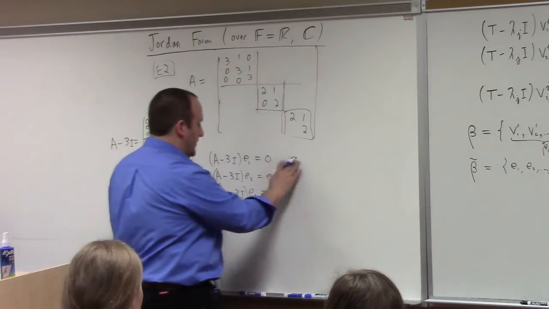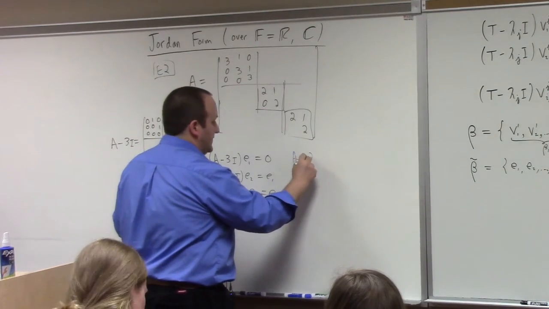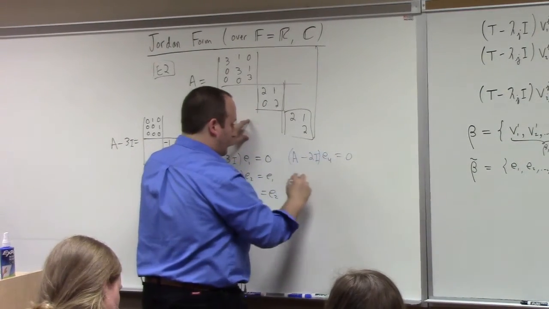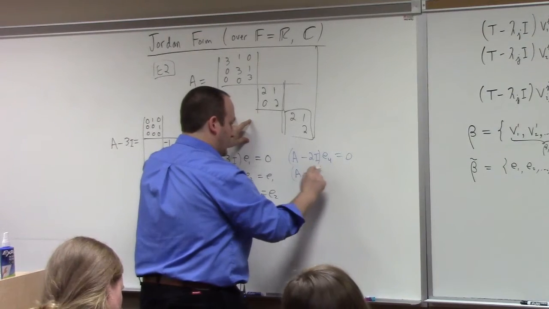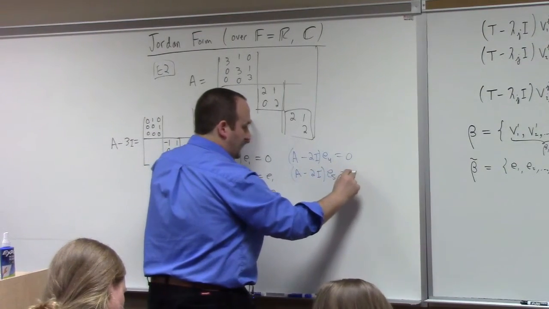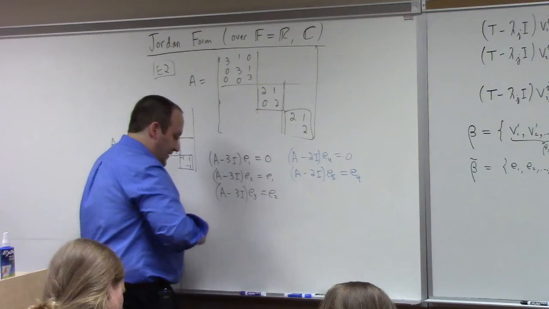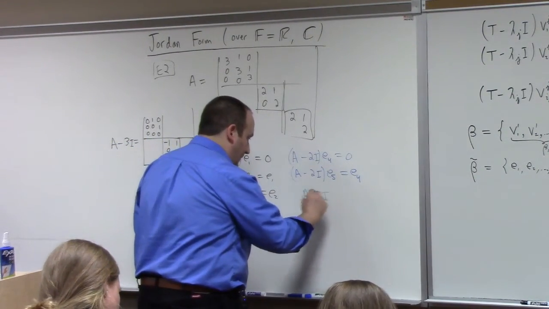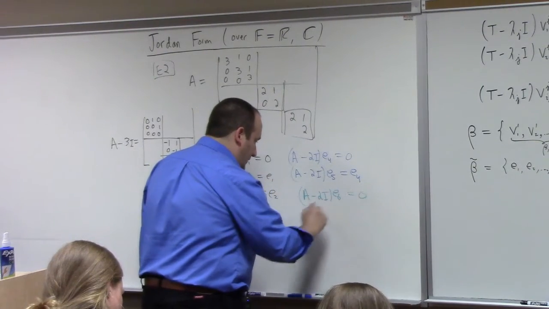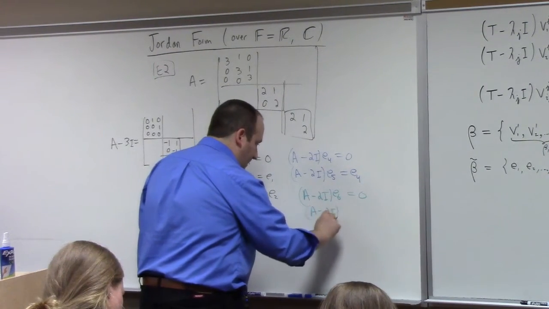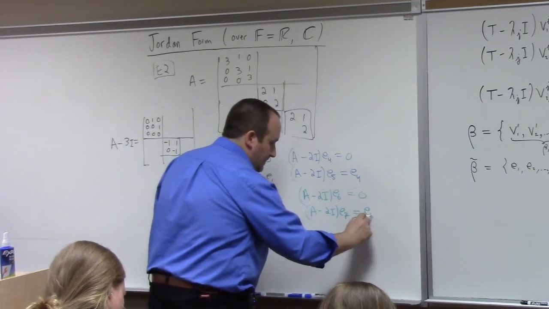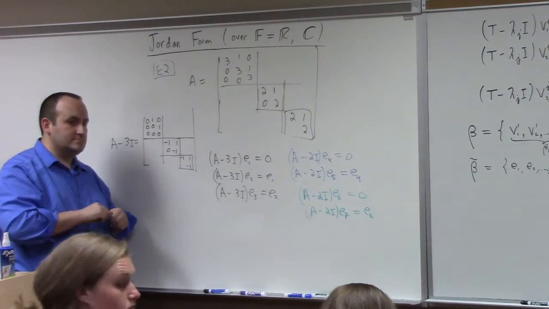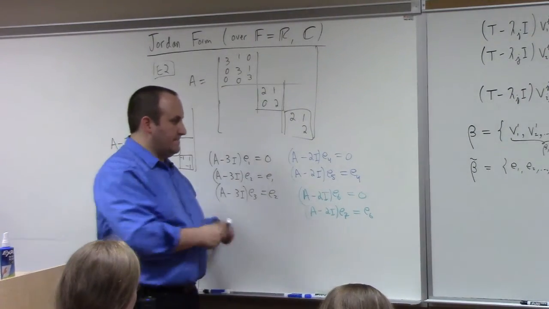So for 2, we have A minus 2I e4 is an eigenvector. A minus 2I e5 is e4. And we also have A minus 2I e6 is 0, and A minus 2I e7 is e6. These are... But it's not necessarily the case that... Wait. Okay, that's what it's in my mind.